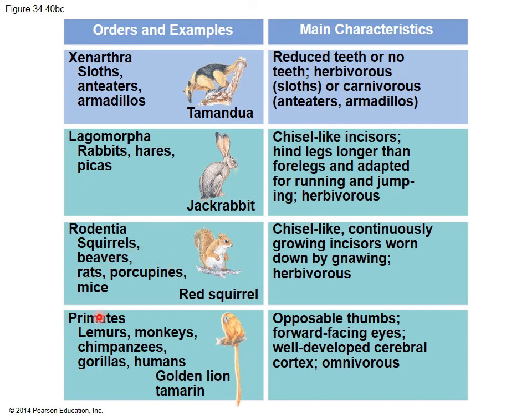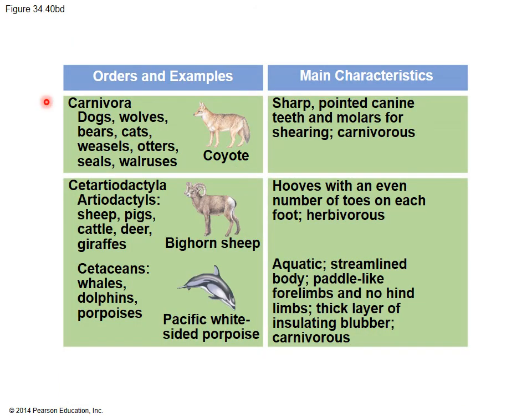So you know all about primates, right? Lemurs, monkeys, chimps, gorillas, humans. It's interesting, Carnivora is the name of an order, but a lot of creatures are carnivores that don't have to be in this group, but that's just another example of sometimes the names aren't necessarily the greatest names in the world. So your Carnivora, well, you know what they like to do, right? Sharp-pointed canine teeth, molars for shearing. They're carnivorous. Dogs, wolves, bears, cats, weasels, otters, seals, walruses.